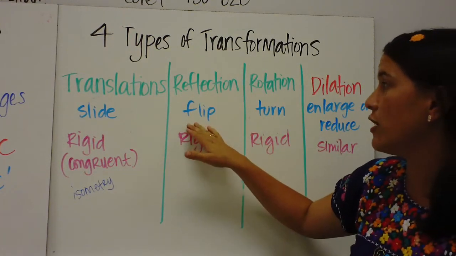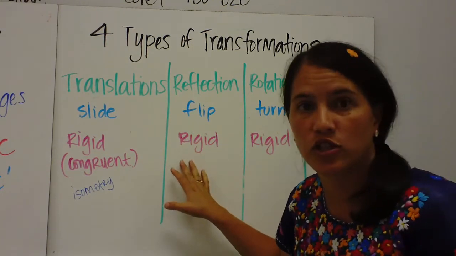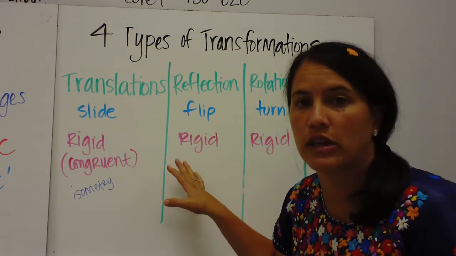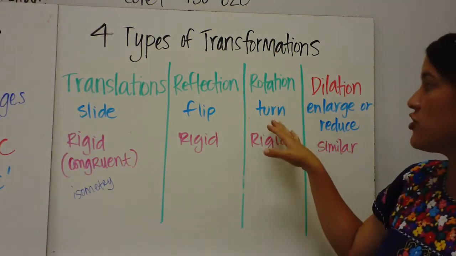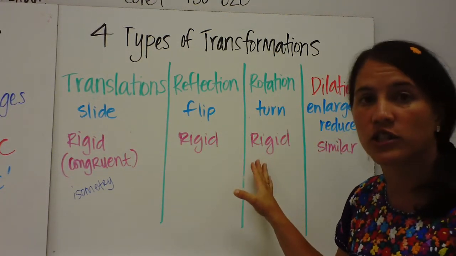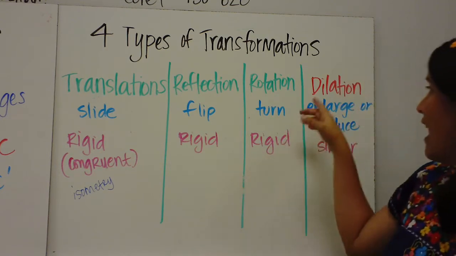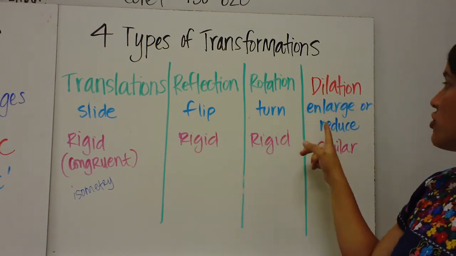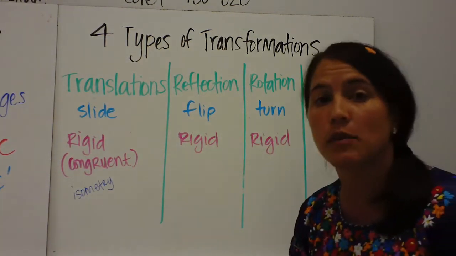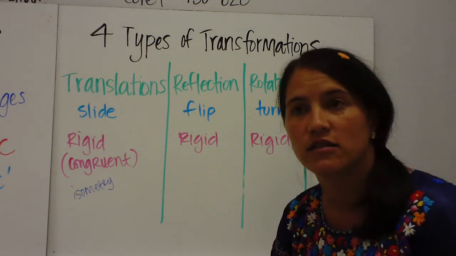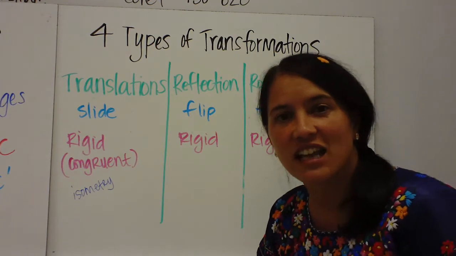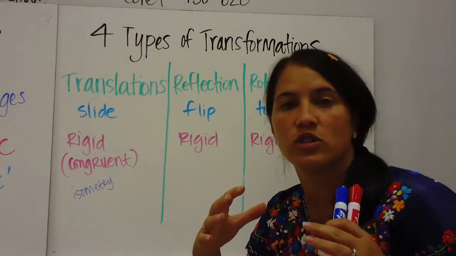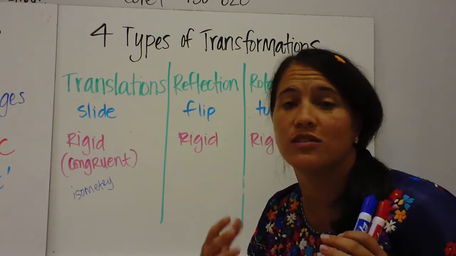A reflection is a flip, and it's also a rigid transformation. That means it's congruent. The size doesn't change, it just changes position. A rotation is a turn, and that's also a rigid transformation. And a dilation is an enlargement or reduces it, and that is a similar figure. A dilation either enlarges it or reduces it, and therefore it's not congruent, it's just similar.